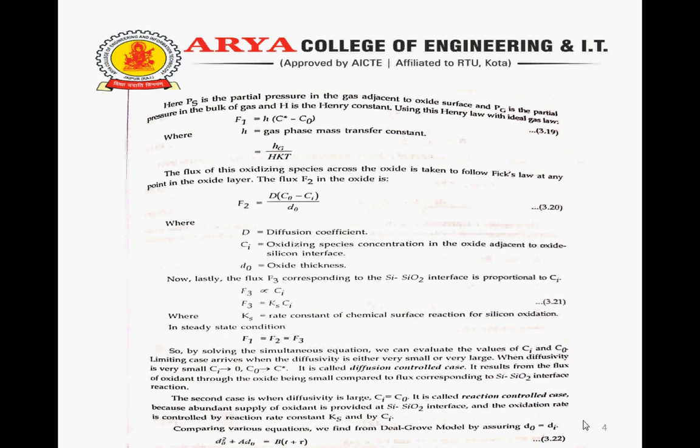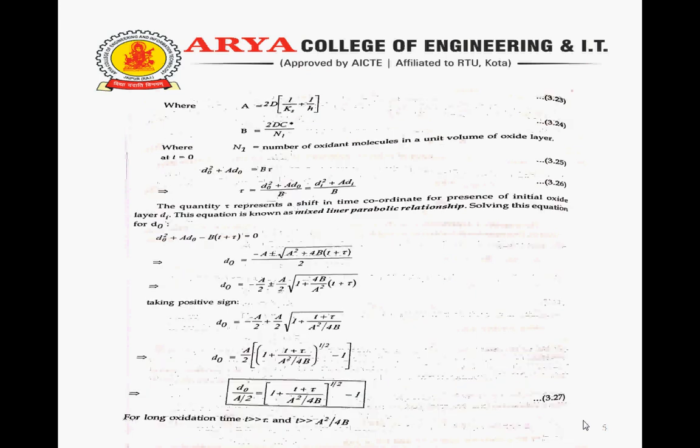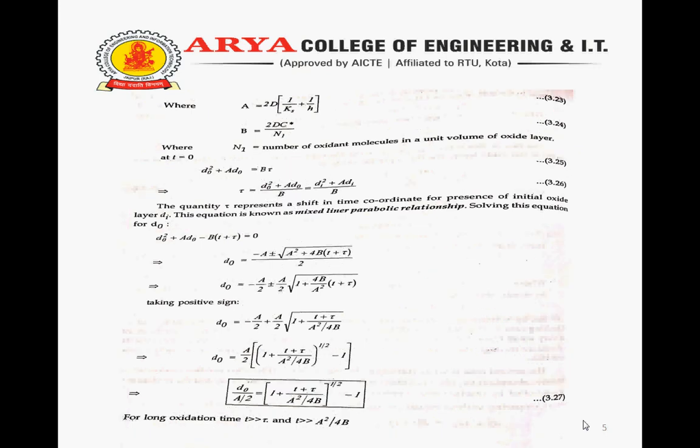Comparing various equations, we find from the Deal-Grove model, by assuming D naught equal to Di, D naught square plus A D naught equal to B into (T plus tau), where A equal to 2D into (1 upon Ks plus 1 upon H), B equal to 2DC star upon N1, where N1 equal to number of oxidant molecules in a unit volume of oxide layer. At T equal to 0, D naught square plus A D naught equal to B tau, tau equal to (D naught square plus A D naught) upon B equal to (Di square plus A Di) upon B.